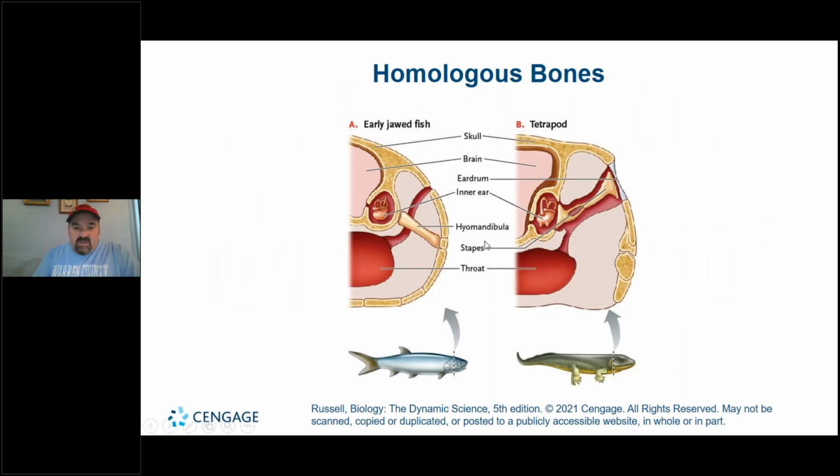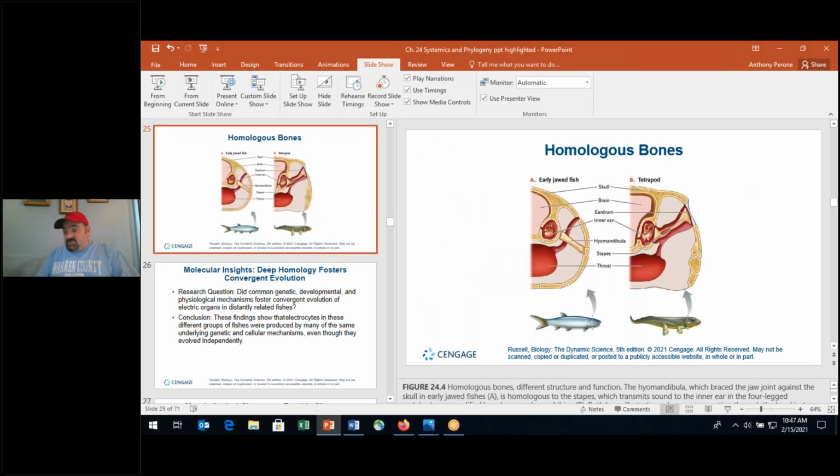So you'll see here the hyomandibula present within early jawed fish in comparison to a reptile, and looking at the stapes, it's very similar in structure, and function can be different also, right? But still very similar, hence homologous, the term being used to describe them. And again, this shows you evolutionary change, and evolutionary adaptation, that's a better way to put it, evolutionary adaptation.